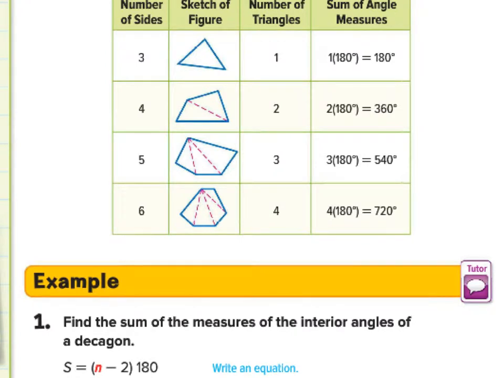And then finally, again, 1, 2, 3, 4, 5, 6. 6 sides, minus 2 would be 4. So you essentially have 4 triangles, and you have your 720.